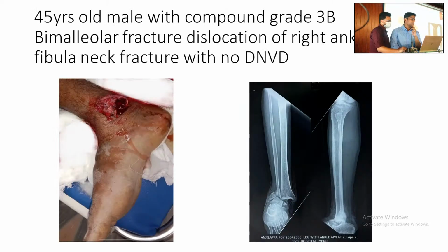This is a 45-year-old male with a compound grade 3B bimalleolar fracture dislocation of right ankle with fibular neck fracture and with no DNVD, sir. Do you call it a fracture dislocation or a mangled extremity? Mangled extremity, sir. Yes, sir. It's a compound injury. This is a pronation abduction type of injury, sir.